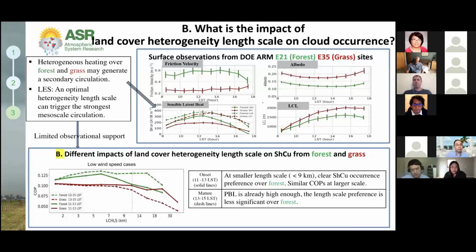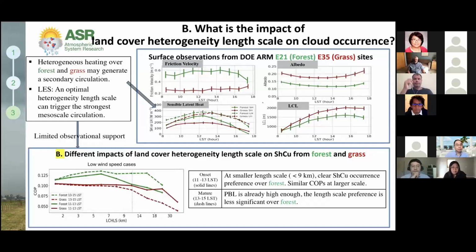the shallow cumulus. Some former LES studies found the strongest secondary circulation can be triggered at optimal heterogeneity length scales. And in our observational study, focus on the figure B solid lines, which represent the COPs at the cloud onset stage. When the heterogeneity length scale is smaller than 9 kilometers, you may notice the COPs are much larger over the forest than over the grass, while at the larger scales, the COPs become very similar.